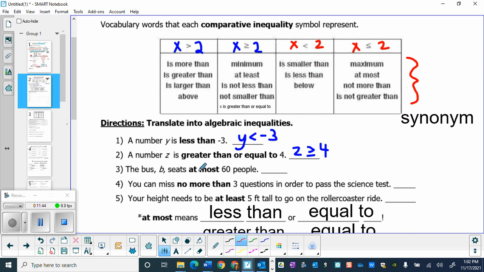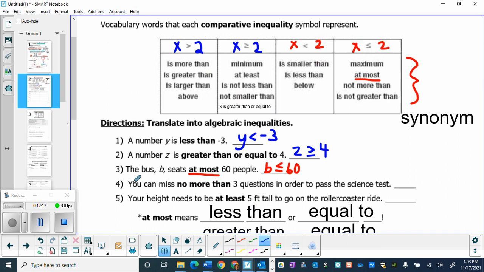Now, on a bus, if the bus can seat at most 60 people, that means the bus can seat less than or equal to 60. It could hold a full 60, or it could hold 59 or 58. It could even hold one person. It could just be the driver on the bus, and one is less than 60, so that would work. So see how here, if it's at most, I've got the keyword up here to help you see what symbols you should be using.